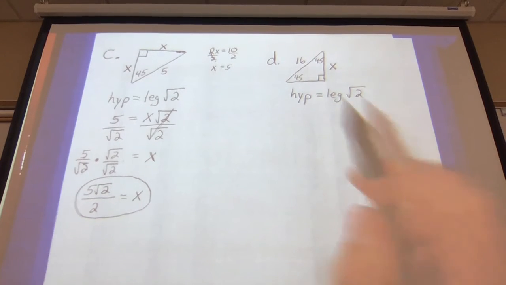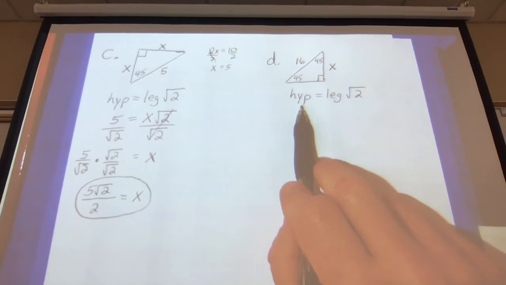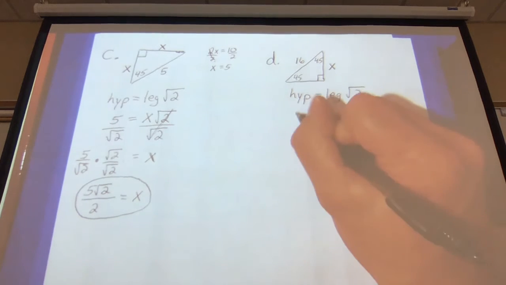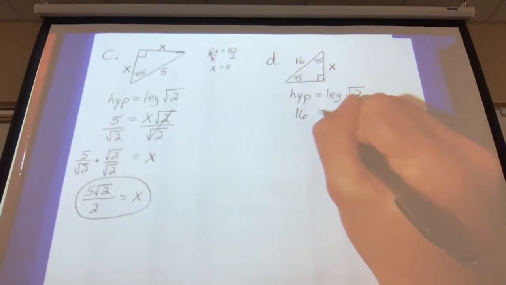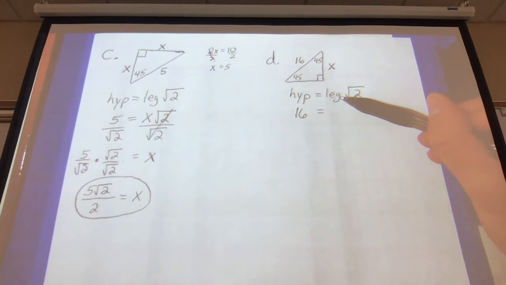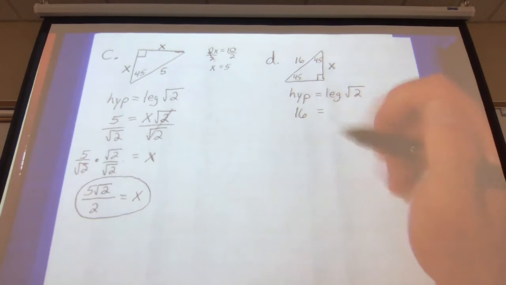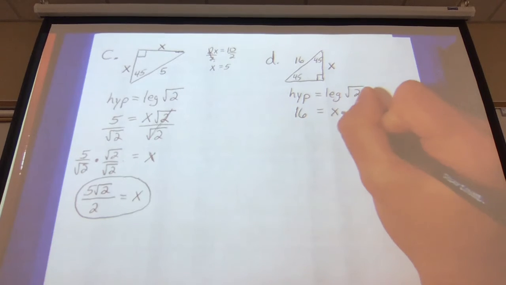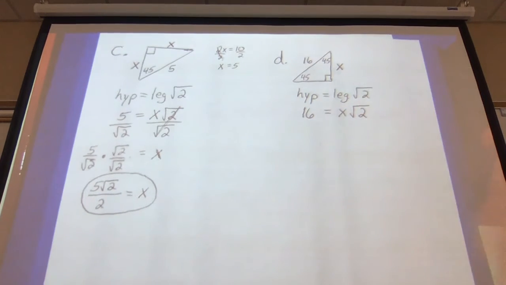And let's test you guys out a little bit here. What's going to go in for the hypotenuse? 60. 60 is your hypotenuse. Don't forget to bring your equal sign down. We have the leg. Next, what's our leg? X is the leg. And then same thing with square root of 2. Don't forget to bring that down.